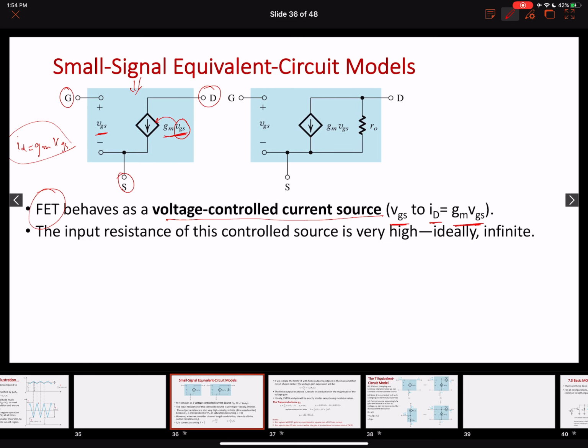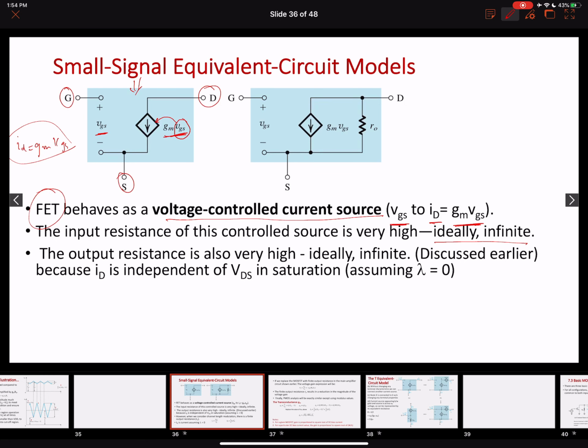Another important point is that the input resistance to the transistor is very, very high, ideally infinite. Another important concept that we discussed earlier is that the output resistance of the NMOS is also infinite when we operate the transistor in the saturation region, once the channel is pinched off. This is again our drain current, and this was our drain to source voltage.